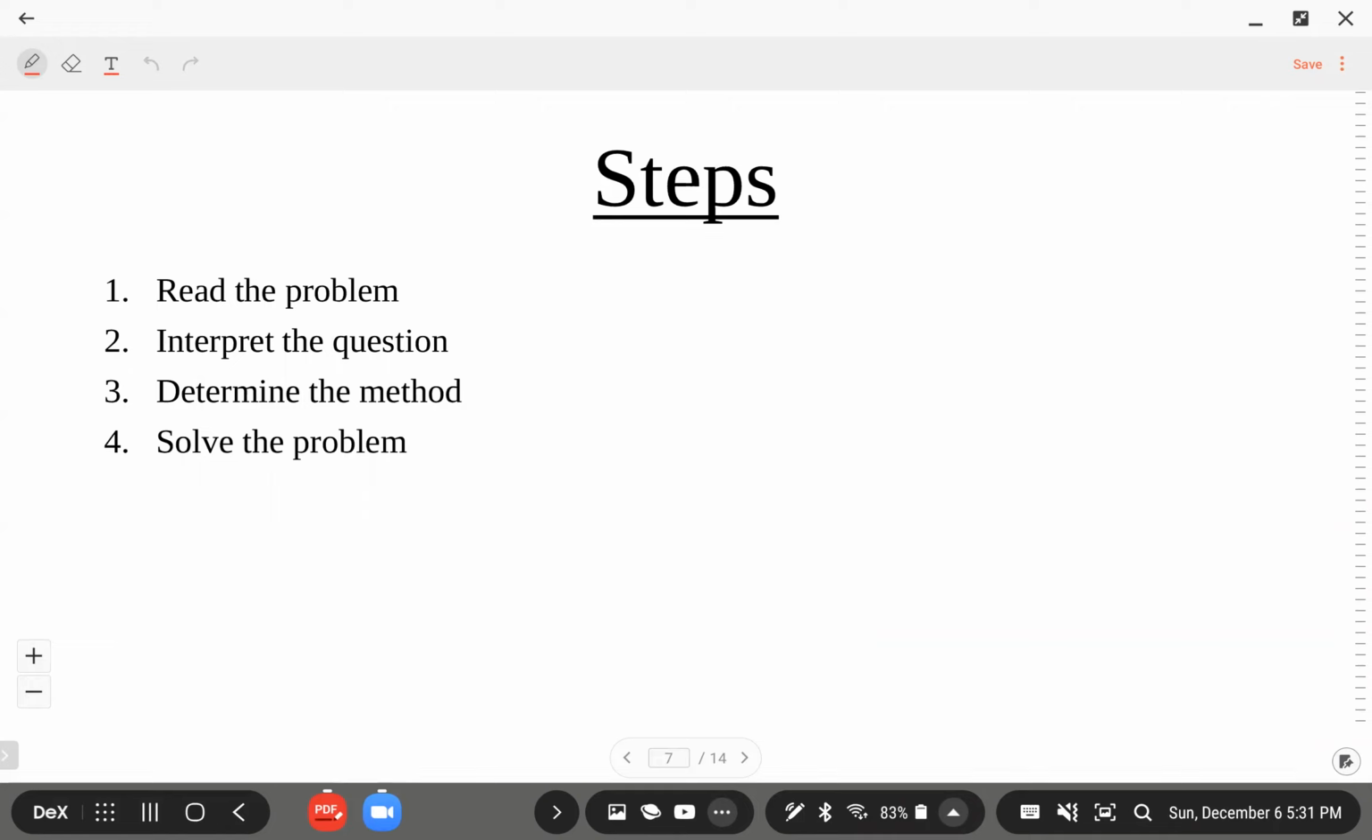So read through these steps on your own first, then try to interpret them, and I'll explain after a few moments.